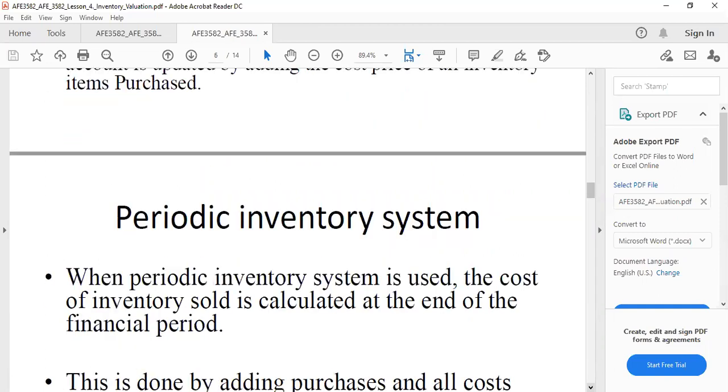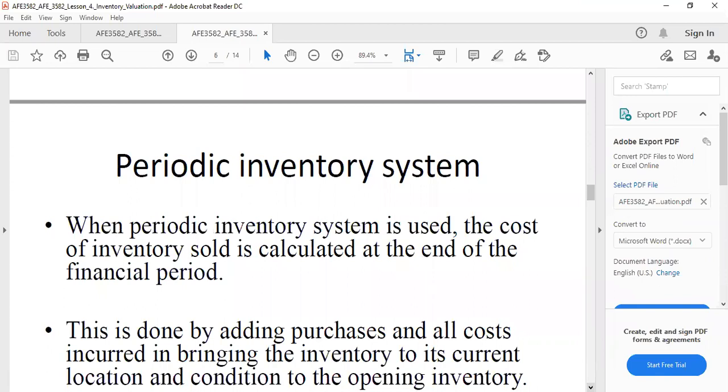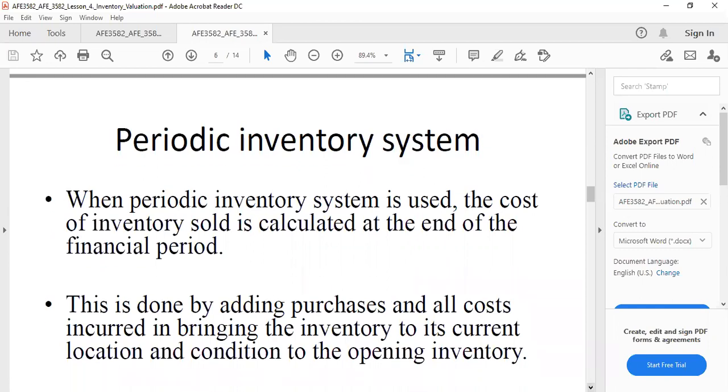Now we move on to the periodic inventory system. Periodic inventory system simply means that when it is used, the cost of inventory sold is calculated at the end of the financial period. Meaning that if you are using the periodic inventory system, you do not keep records of your inventory coming in or going out when you sell. What you do is you only calculate it at the end of the financial period by doing a stock taking.